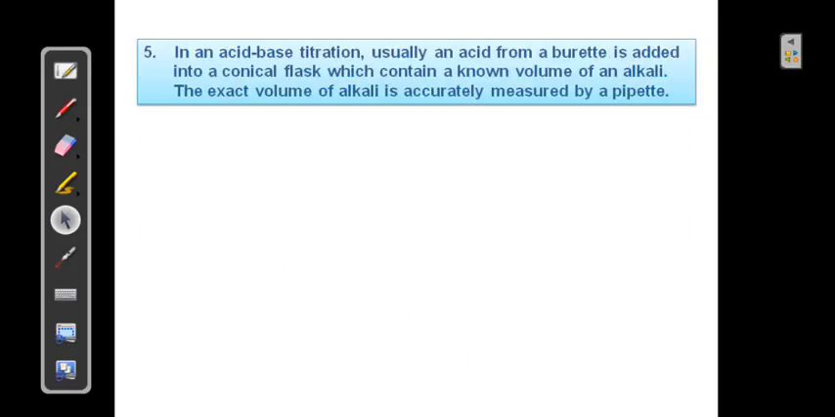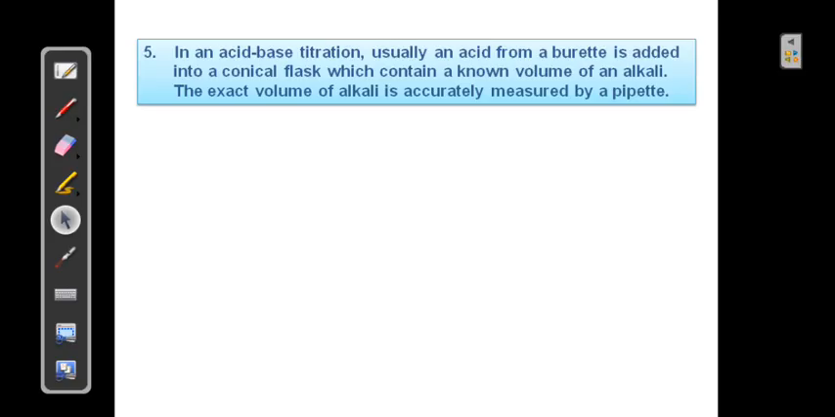So in an acid-base titration, usually an acid from a burette is added into a conical flask, which contains a known volume of alkali. In other words, the conical flask contains the alkali substance, and the acid is in the burette, so it will drop. The exact volume of alkali is accurately measured by a pipette. So you need to use exactly the amount, so that you'll get the proper readings.